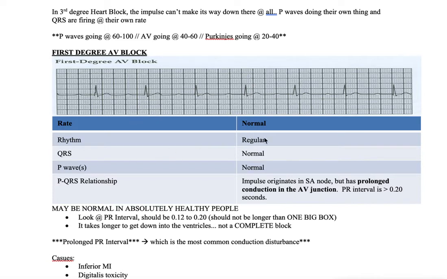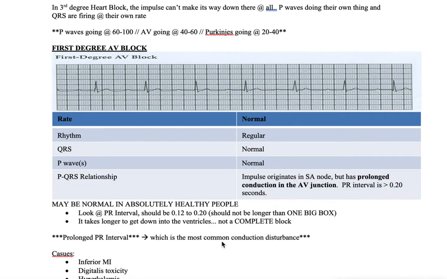So our rhythm here is regular. There's not any irregularity in the rhythm. Our QRS complex is normal, and our P waves are normal. Now, our P to QRS relationship is not normal. What we see is a prolonged conduction in the AV junction, and the PR interval is greater than 0.20 seconds. So we're looking at a constant prolonged PR interval. It should normally be 0.12 to 0.20.